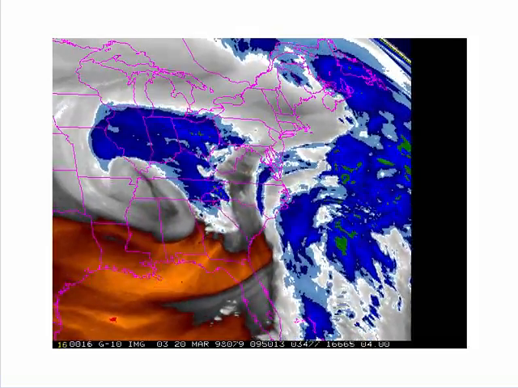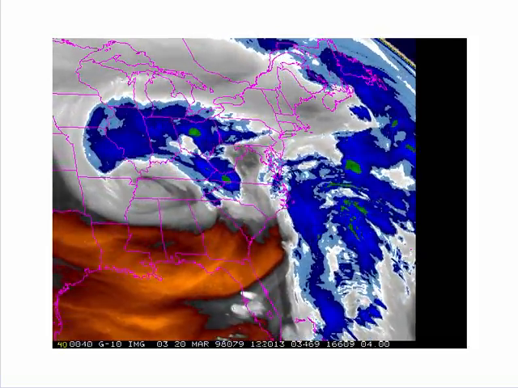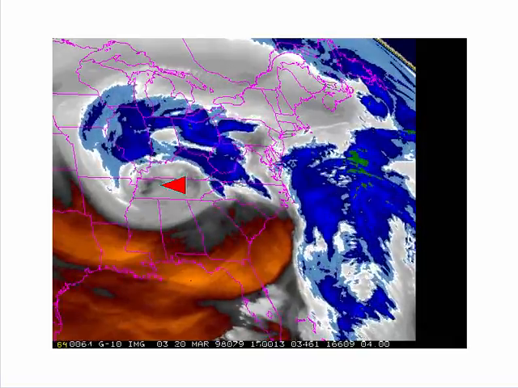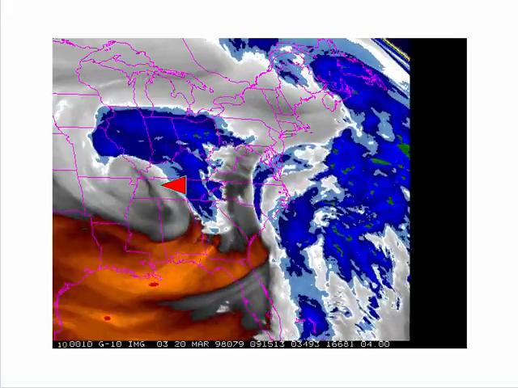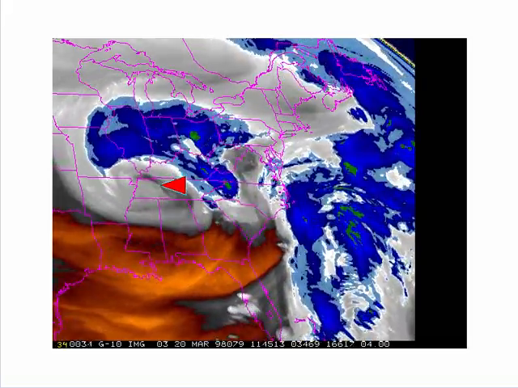Our next case study is from 20 March 1998, and for this one, we'll pretend like we're forecasting for Blacksburg and Raleigh. Here's a water vapor loop for this case, and we can see a closed low, an upper low over Tennessee, with various short waves rotating around the trough.